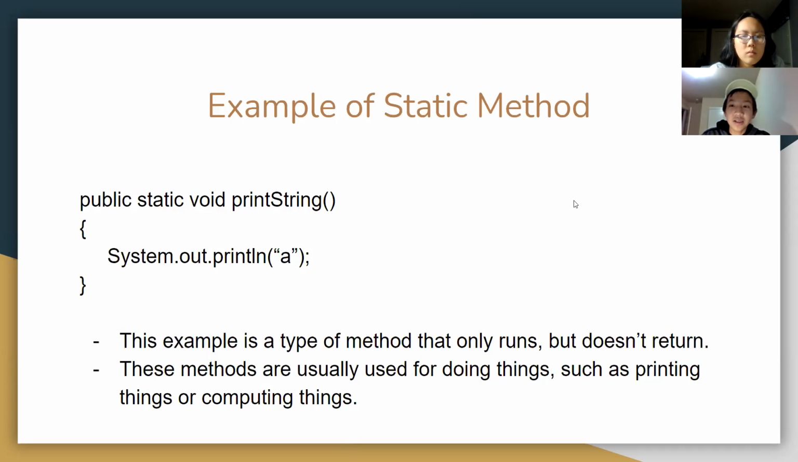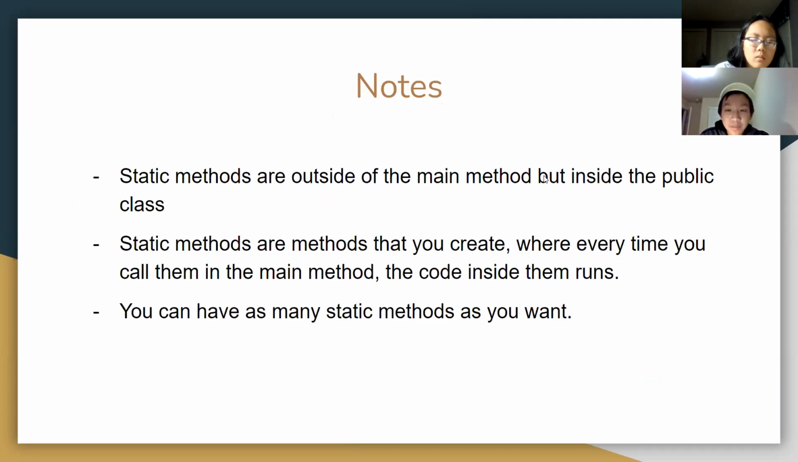All right. So here's some notes. Static methods are outside of the main method, but inside of the public class. It doesn't have to be a public class, just a class in general. And the static methods are methods that you create. And then every time you call the function or method in the main method, the code inside of them runs, right? And you can have as many static methods as you want.